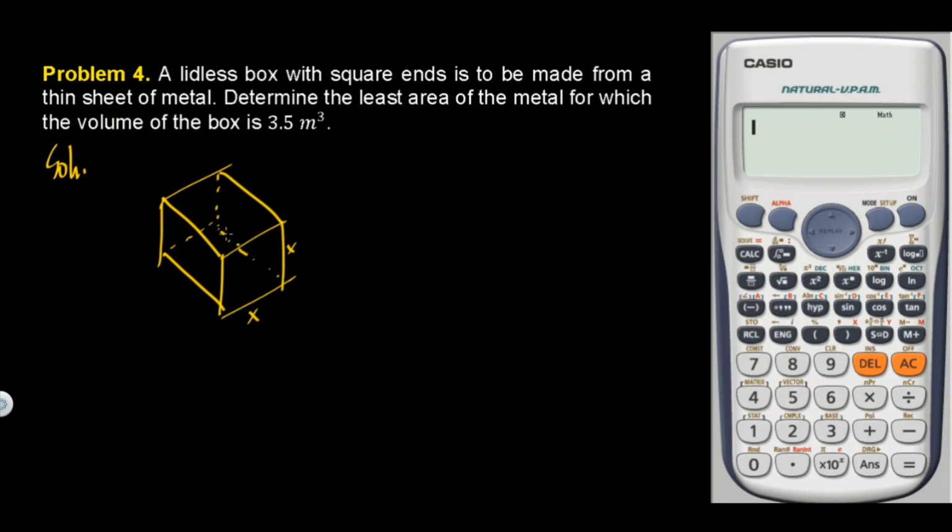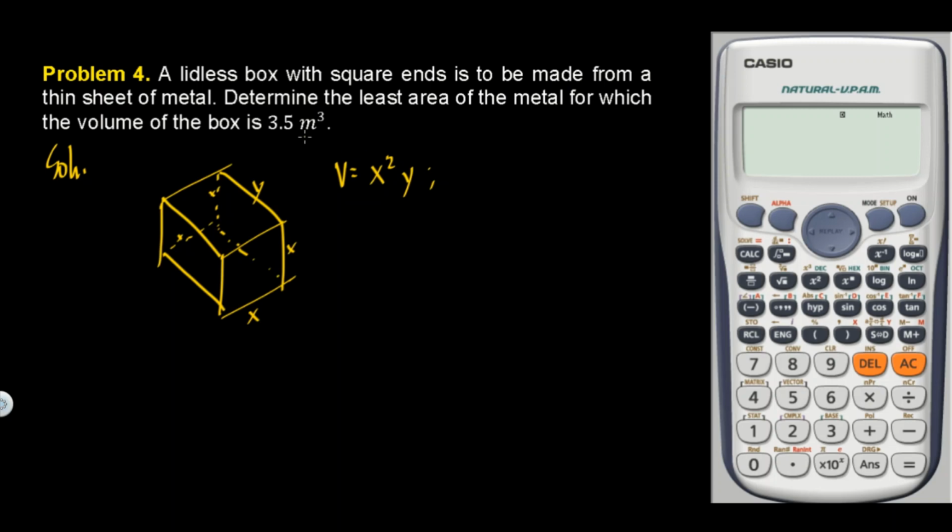Okay. Pwede na yan, no? So, square ends, ito, x din. Itong dalawa. So, pareha silang square. And let's call this one y. Okay, so the volume is equal to x squared times y. Okay, then we solve for y.